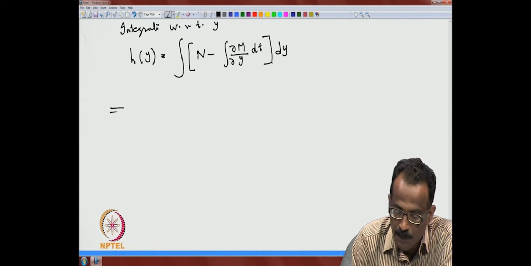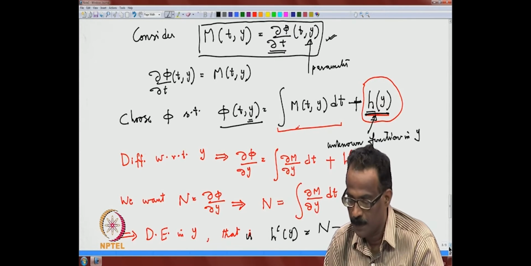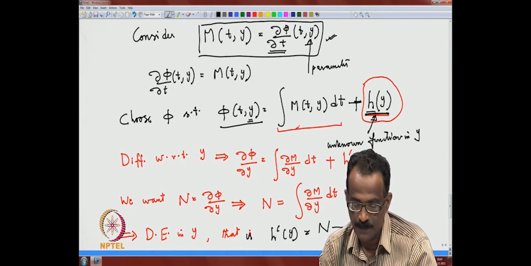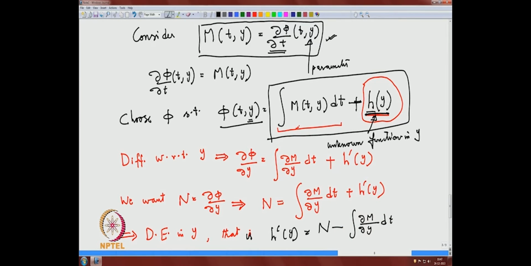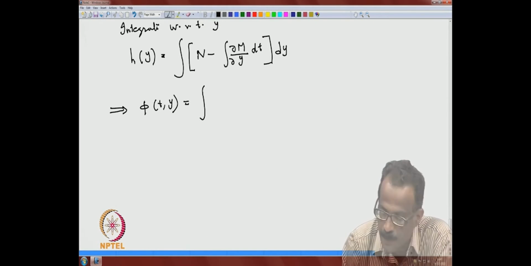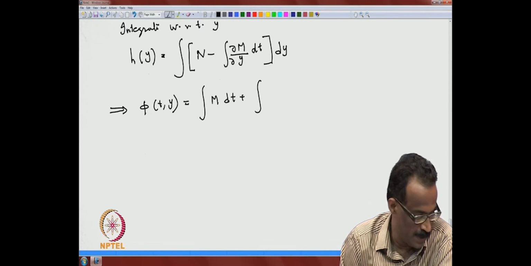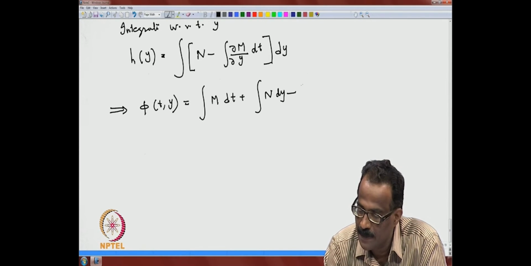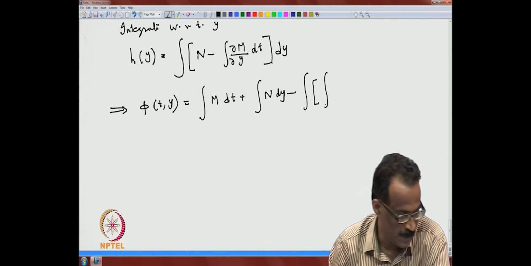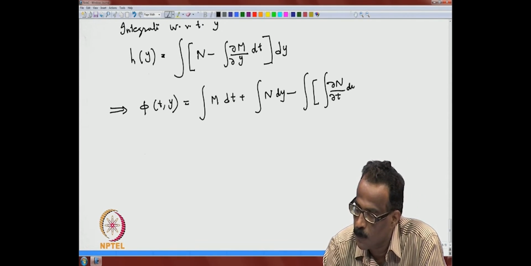So, what is your phi t y? Look at that, your phi t y is here, you have an integral m t y h here. So, you will have your phi t y is equal to integral of m dt plus integral of n dy, and then minus integral of dn by dt dy dt.